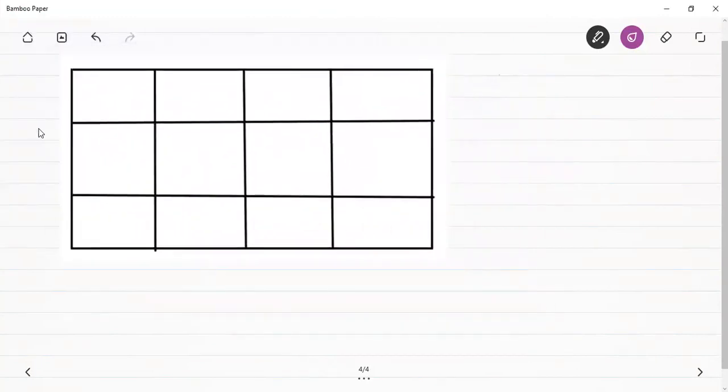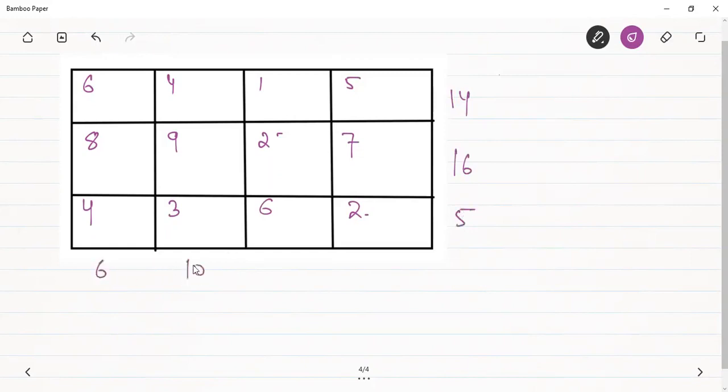So if we are going to see that question again, this was 6415. This was equal to 8927. This was equal to 4362. And this was 14. This was 16. This was 5. And this was 6. This was 10.